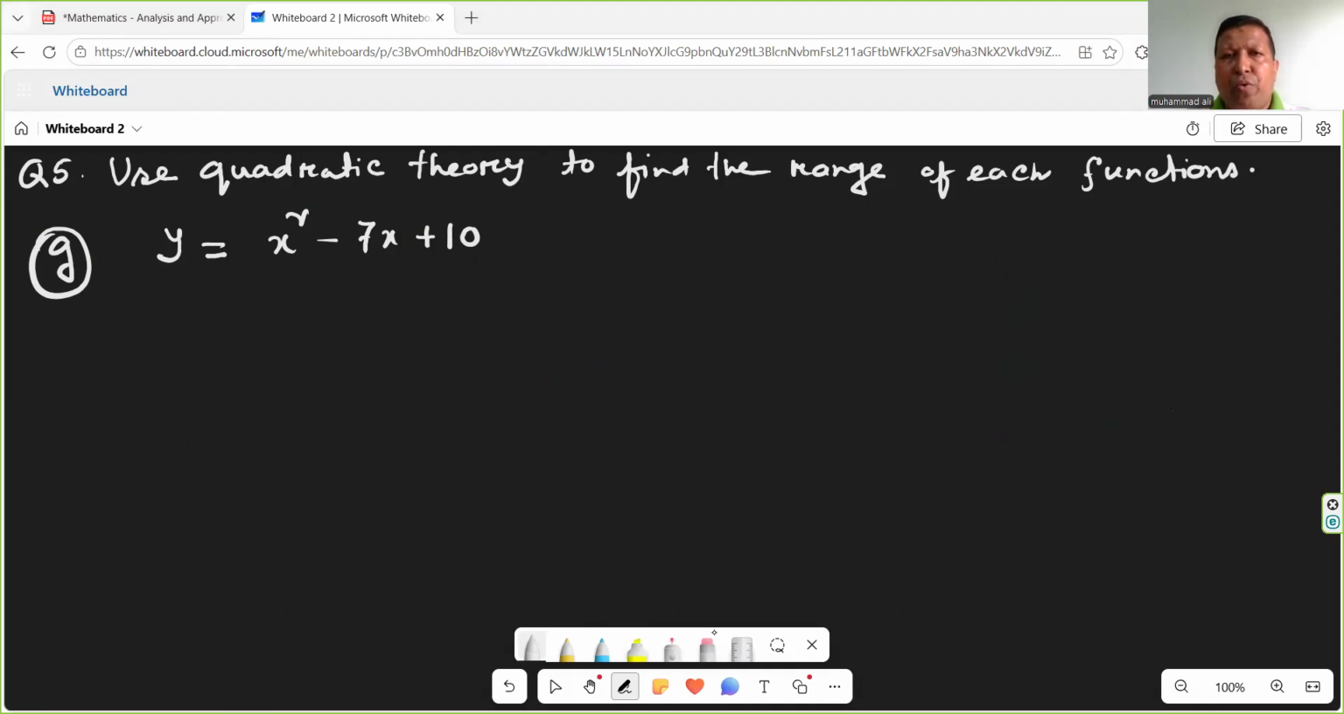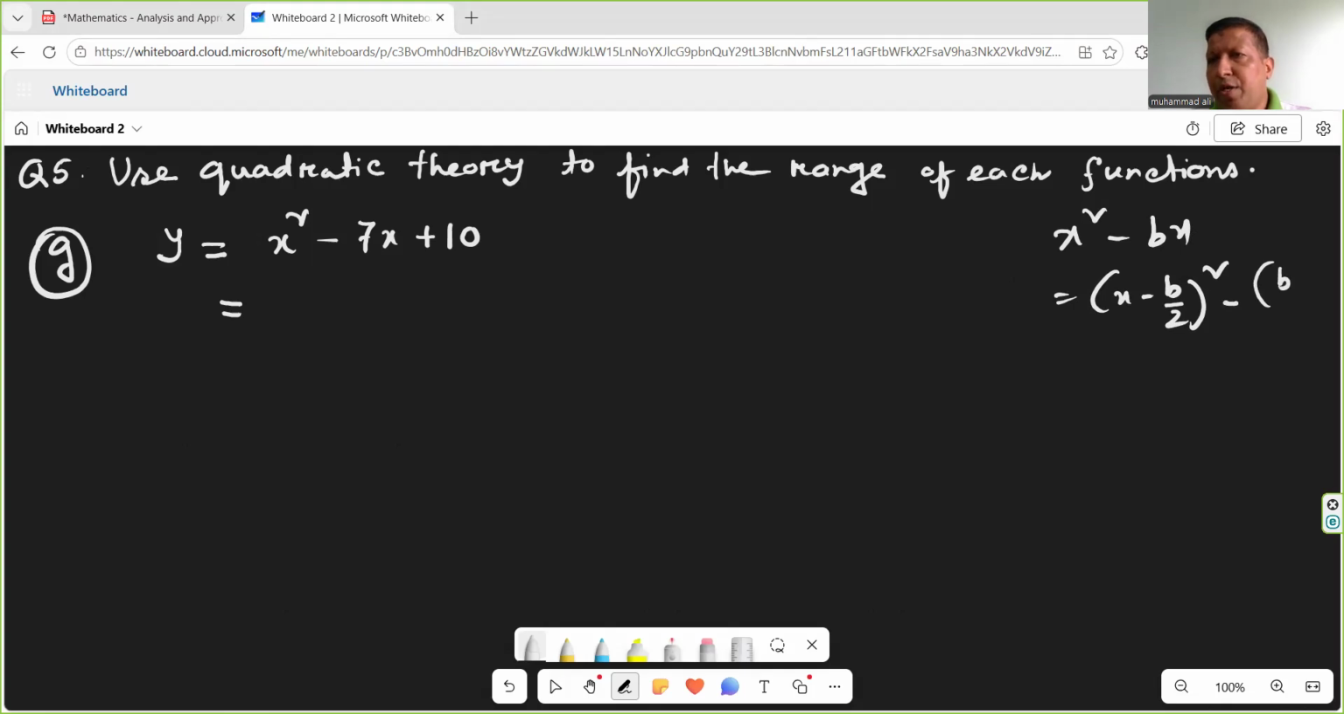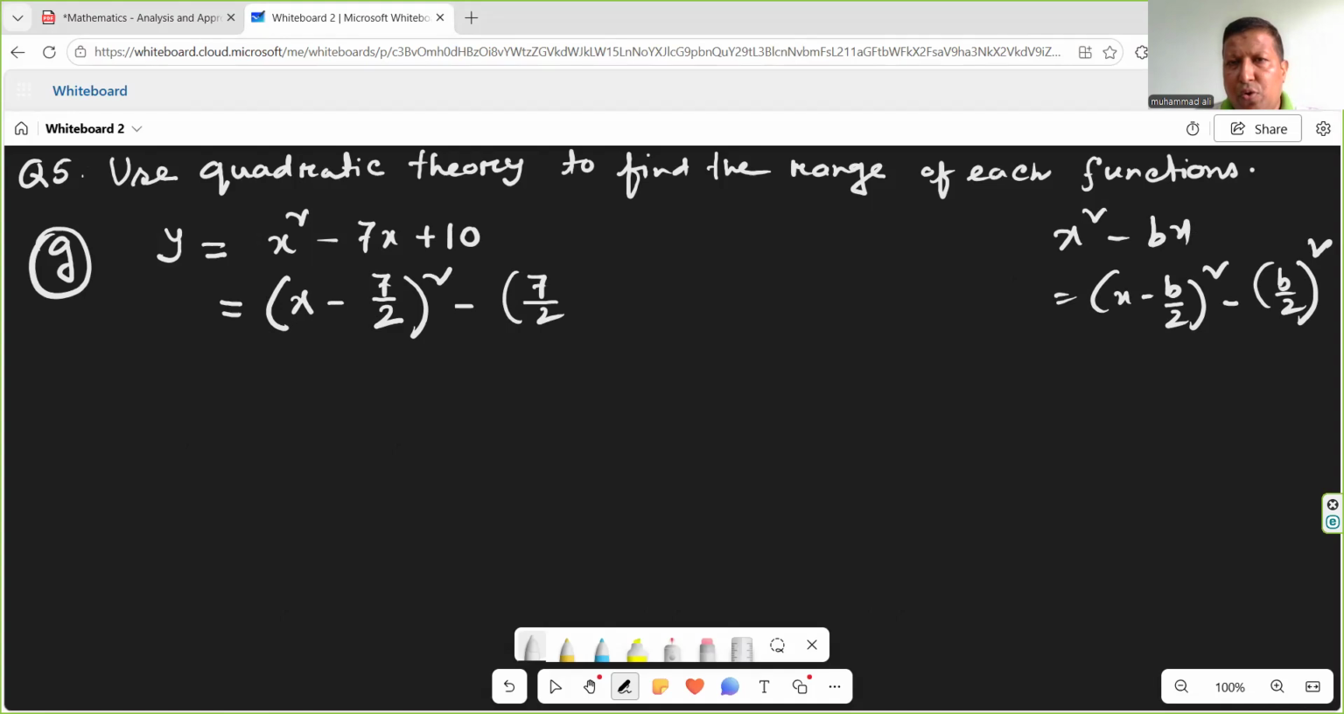G number, y equals to x square minus 7x plus 10. So if we want to find the range of this function, it will be better we try to do some completing square work. Completing square, you know that x square minus bx will be x minus b by 2 whole square minus b by 2 whole square. This is the method of doing the completing square. So we have to write x minus 7 by 2 whole square minus 7 by 2 whole square plus 10.